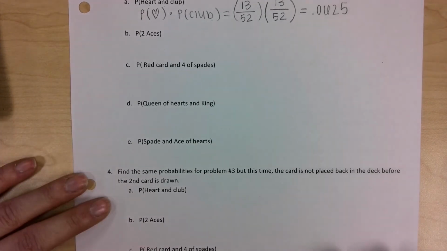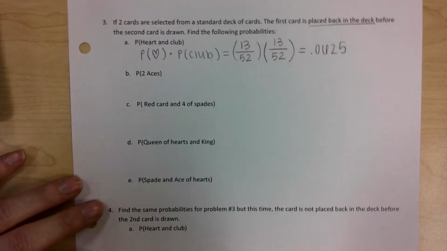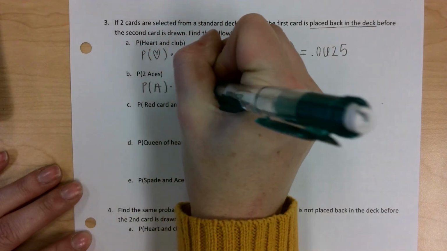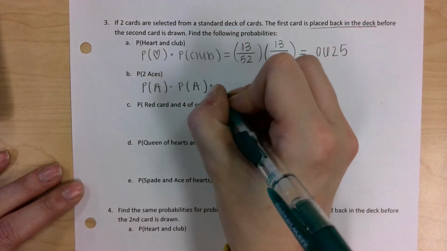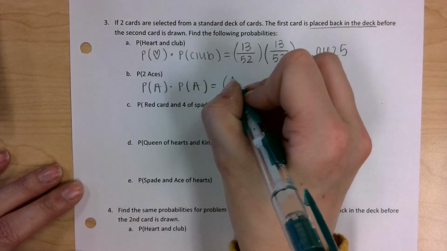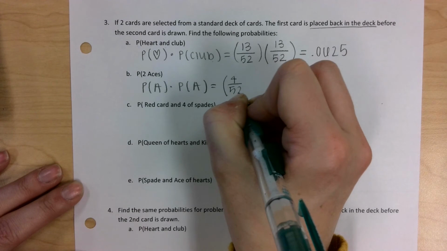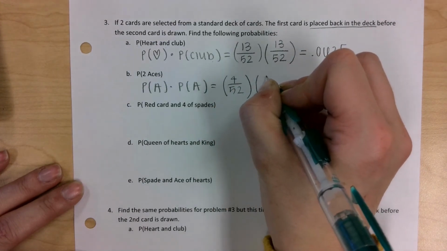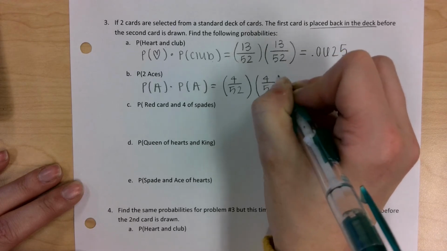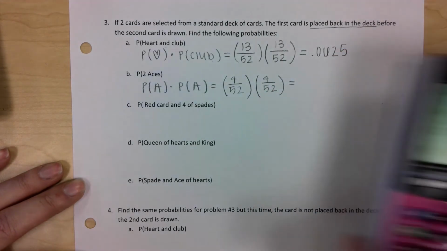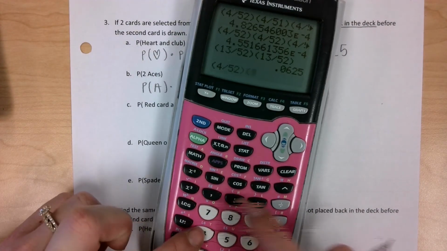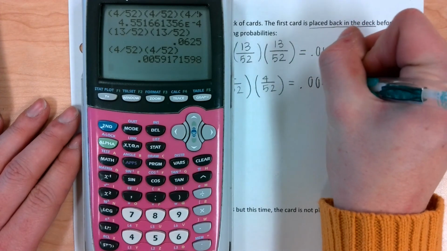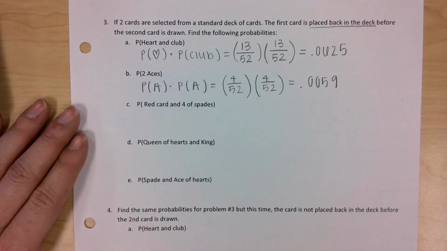Okay, and the next one, I'm finding the chances of getting 2 aces. So I want to find the chance of an ace times the chance of getting an ace again. On the first draw, there are 4 aces that I could pick out of 52. And on the second draw, again, because I placed the first back into the deck, there's again a 4 out of 52 chance. So 0.0059. Go ahead and pause.